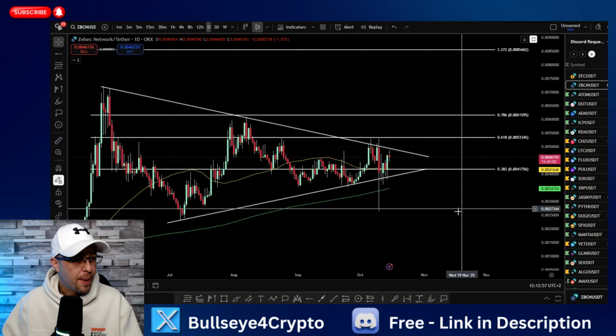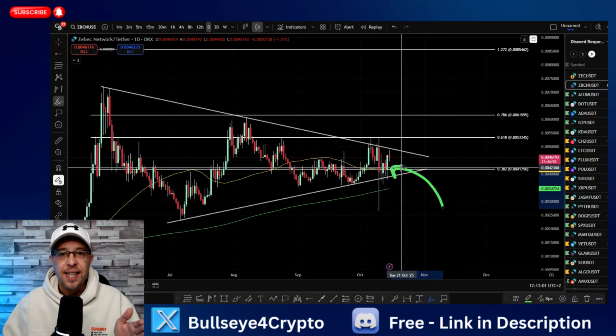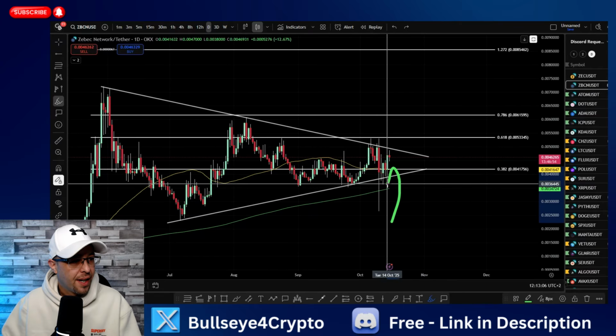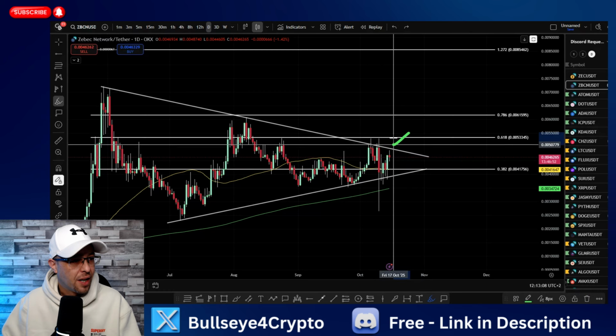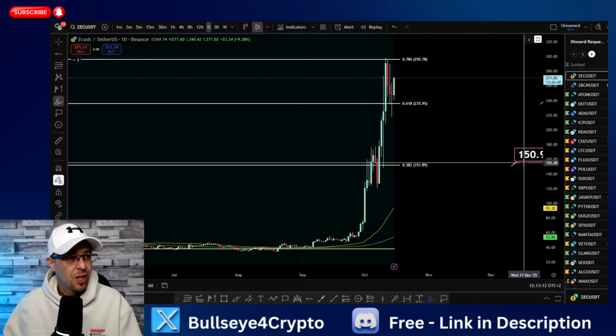We need to hold these bases. It's important that we hold these bases, and it's looking good because we've retained the 50, we've retained the 200, we've pushed back into trend, and now we're testing the top of the range. So we know exactly what needs to happen on Zbec Network. We know exactly what needs to happen on Zcash.